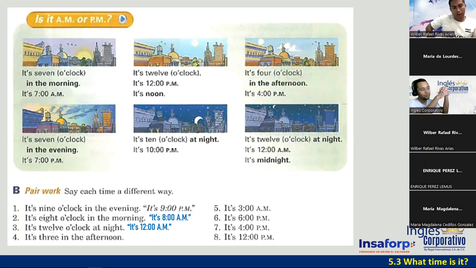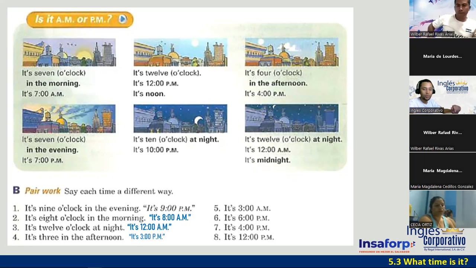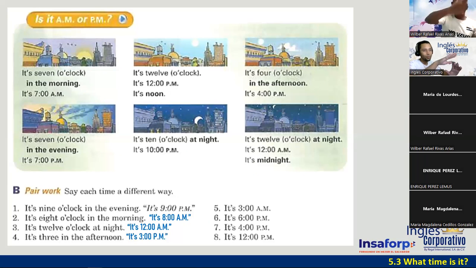It's 3 in the afternoon. It's 3 p.m. That is correct. Thank you very much. Ahora veamos. Vamos a dar vuelta a la tortilla, como decimos en buen salvadoreño.